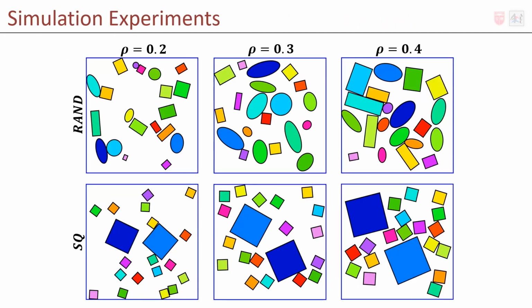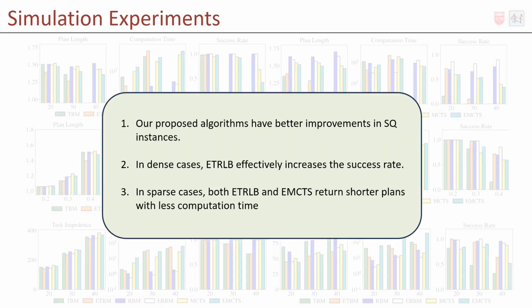In our simulation experiments, we test our algorithms in two different scenarios. The row values represent different density levels of the workspace objects. In the rand instances, object shape is randomly chosen. The size and the ratio aspects are also uniformly sampled. In the SQ instances, we mimic the situation where a few objects are significantly larger than others.